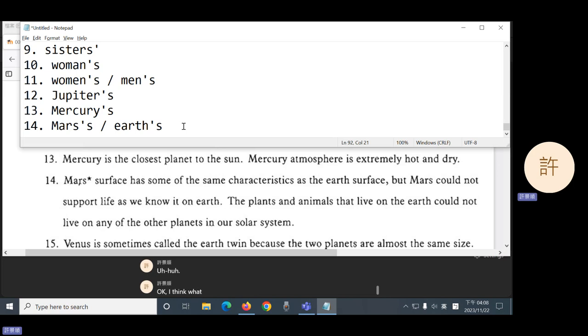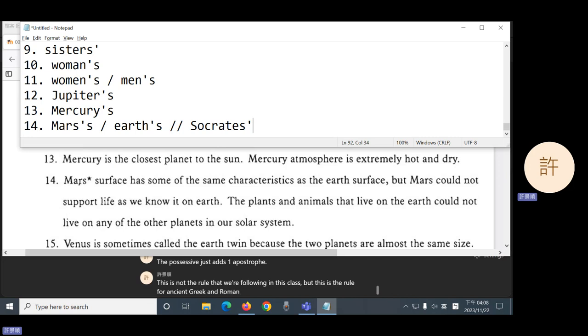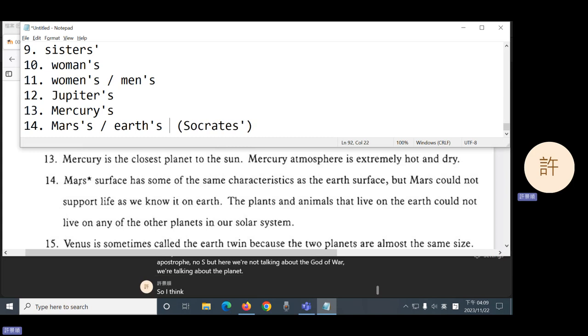Okay, I think what this asterisk is telling us is that many names in ancient Greece and Rome do not add the second S. So, for example, Socrates. The possessive just adds one apostrophe. This is not the rule that we're following in this class, but this is the rule for ancient Greek and Roman names. Mars is the Roman god of war. So if you follow the ancient Roman convention, it should be Mars apostrophe no S. But here we're not talking about the god of war. We're talking about the planet. So I think you should still add the S.